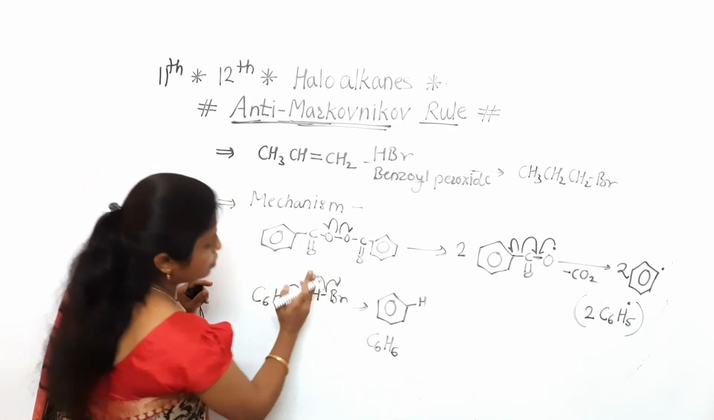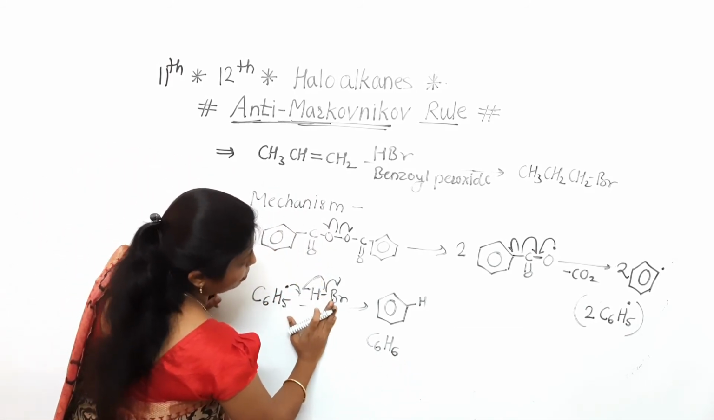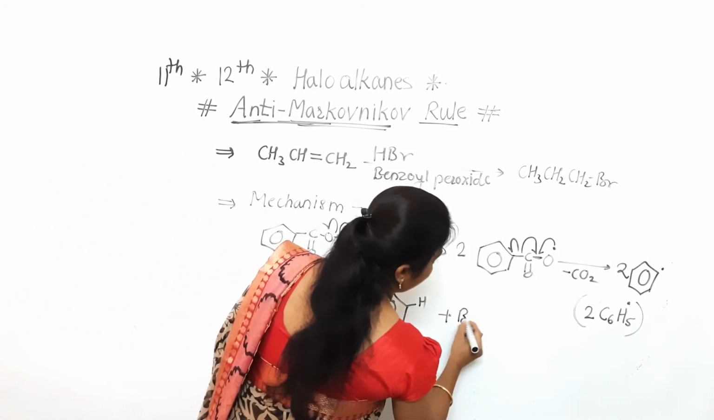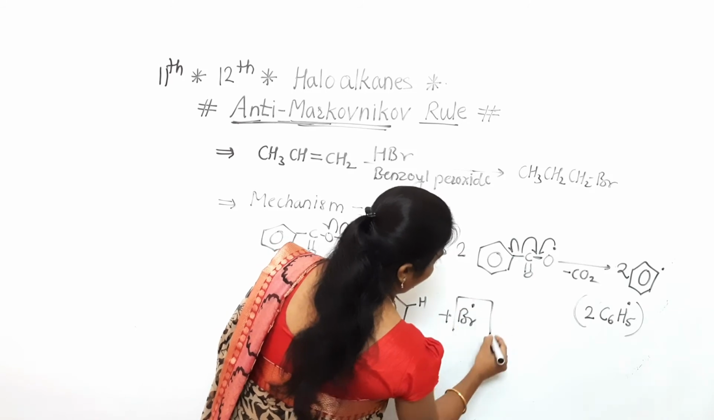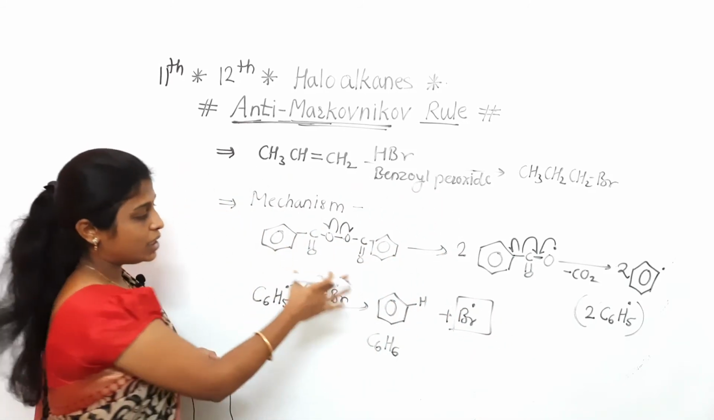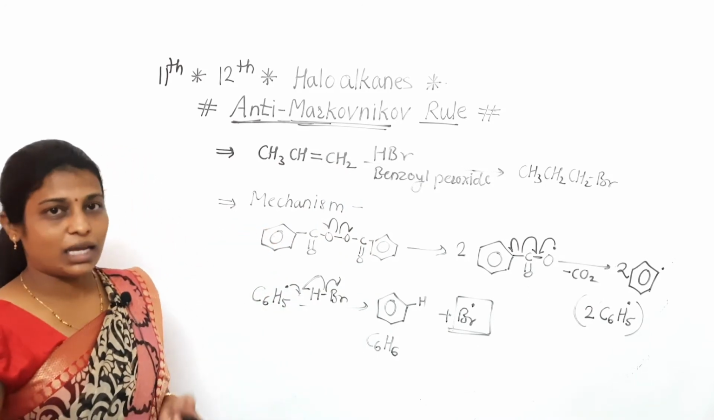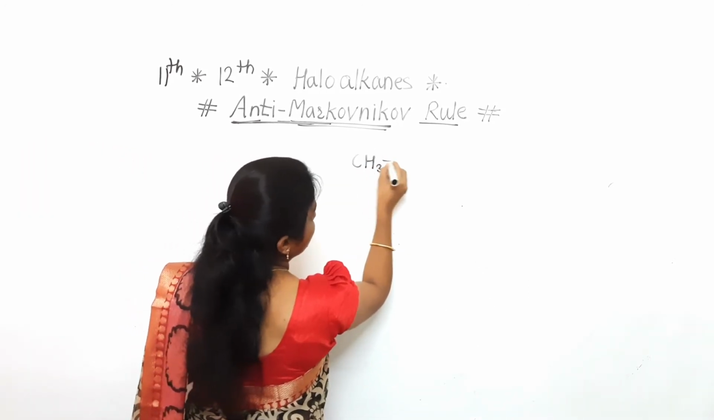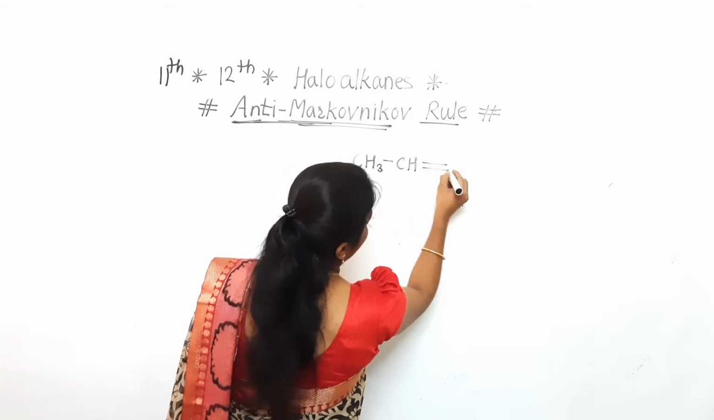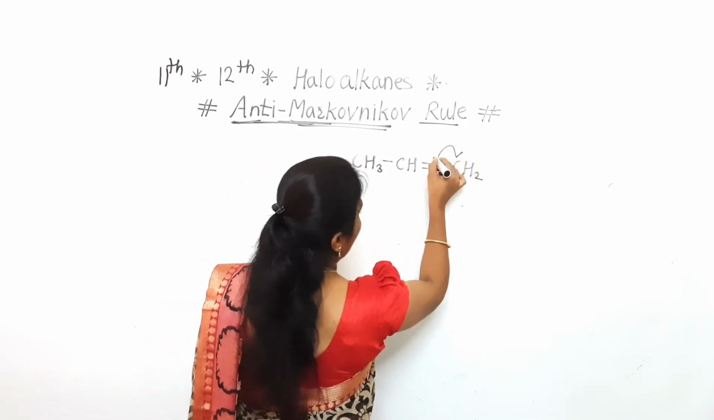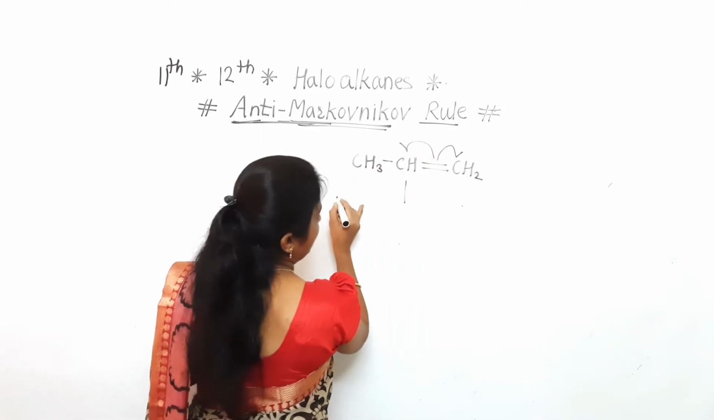Clear to everyone? Now see, because of bond breaking, what is happening here? Br radical formation takes place. So here Br radical is formed. Clear to everyone? Now this Br radical which is formed in this step, that is reacting with that alkene, propene. So CH3, CH, double bond, CH2. Here also that bond breaking and free radical formation will take place.